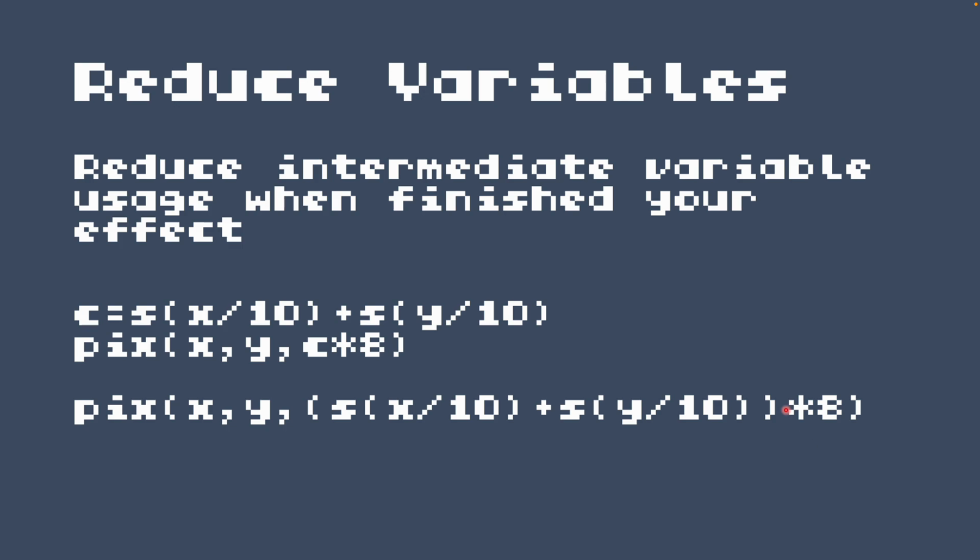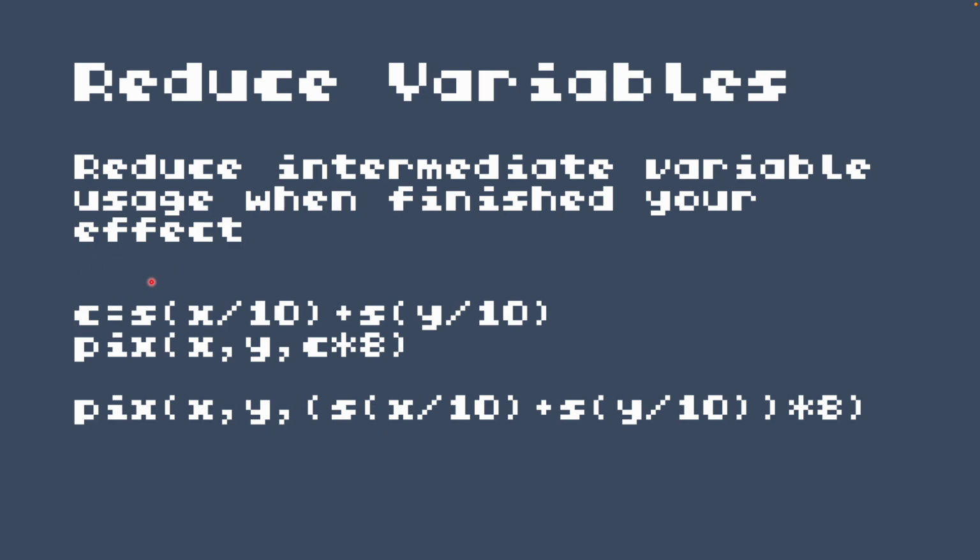When we have a situation like this, for example, in our plasma, we had our color out as a different variable. So we had a variable for C for color that contained some sine values, and then we plotted it here. So when you're finished your code and you're happy with what it looks like and you're probably not going to be changing it too much more, you can add the term straight in, and you see here we have reduced our code usage. We didn't have an intermediate variable.